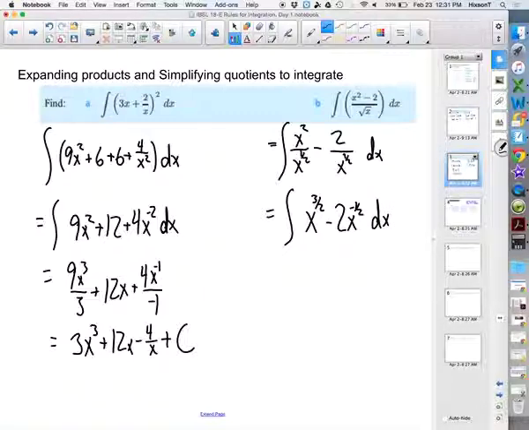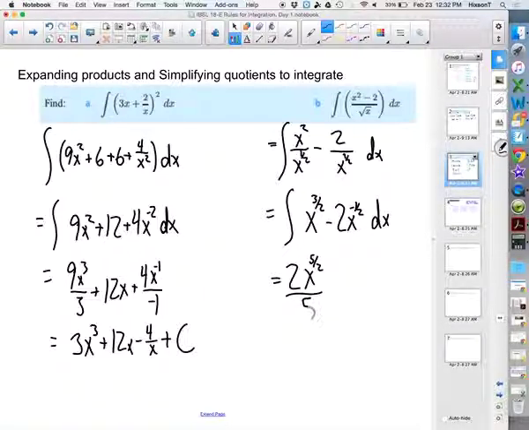So notice the challenge here isn't really the integration, it's just getting to the point where we can do the integration. Now we've simplified it to a point where we're just using the power rule. So what would I get with the x to the 3/2? It's 1 and 1/2 plus 1, it's 2/5 times x to the 5/2. 5 halves, good.